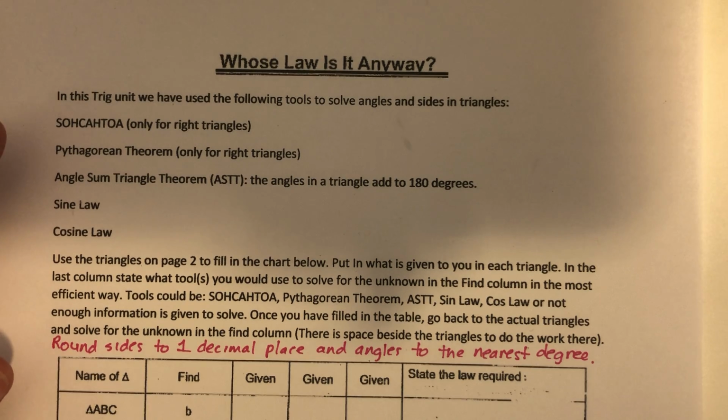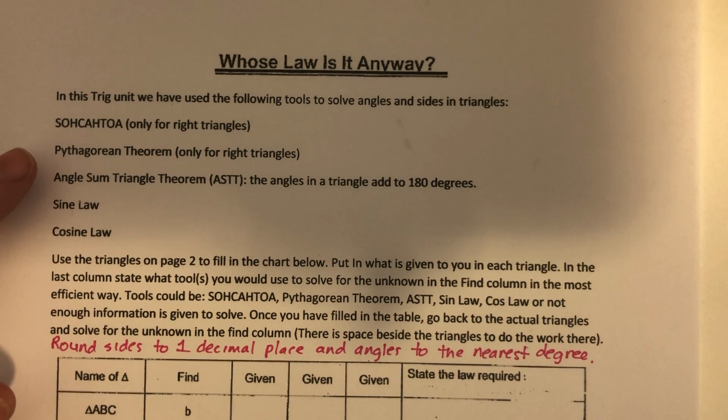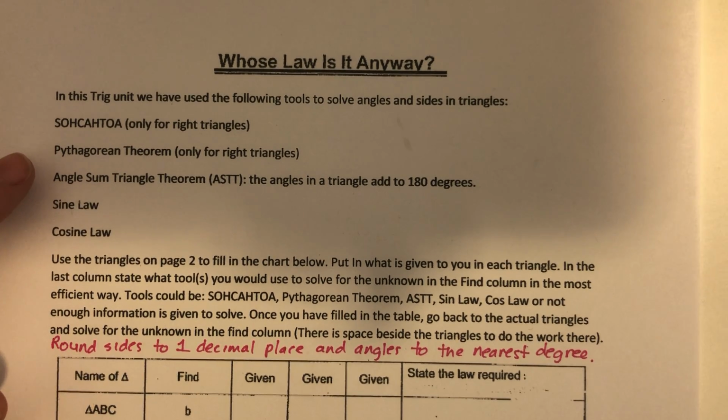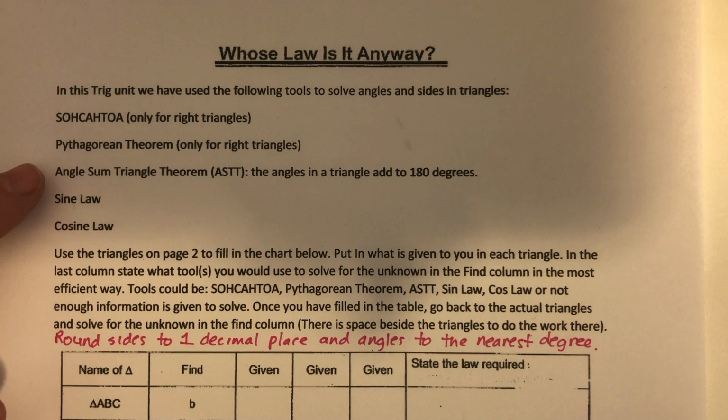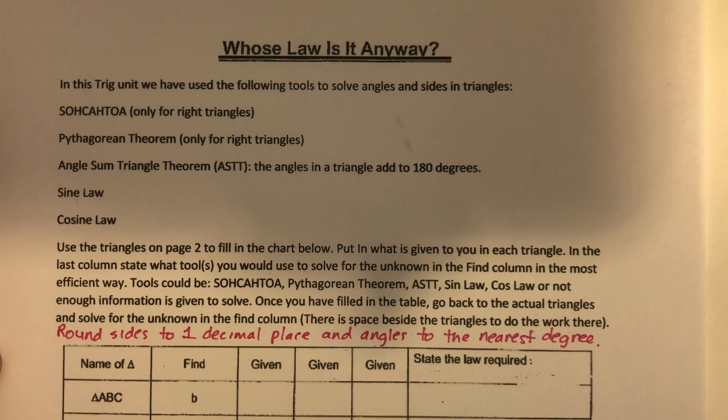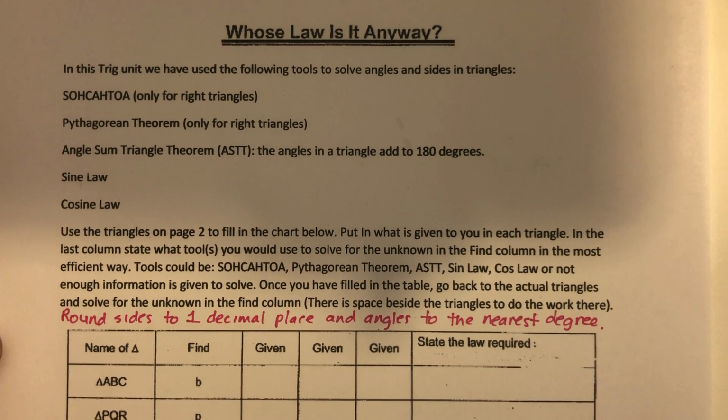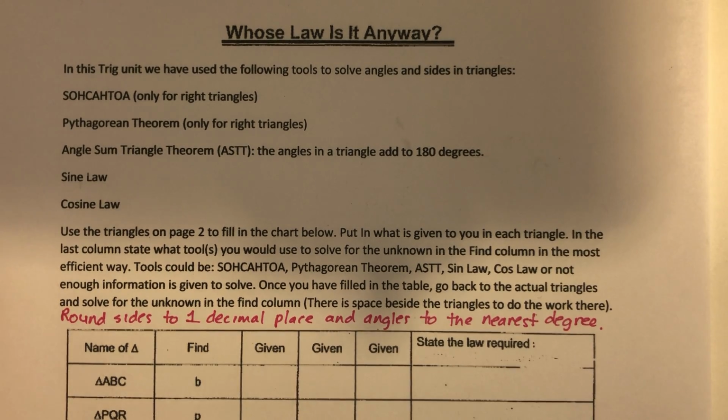We've learned SOHCAHTOA, and that is to be used only with right triangles. We've reviewed the Pythagorean theorem. Again, that is only to be used in right triangles. We've reviewed the angle sum triangle theorem, known as ASTT, which tells us that the angles in a triangle add up to 180. And we have gone over the sine law and the cosine law, which technically can be used for any triangles, but are best used in non-right triangles.